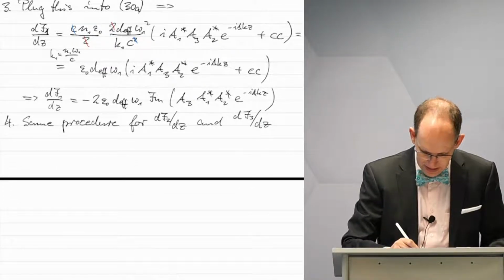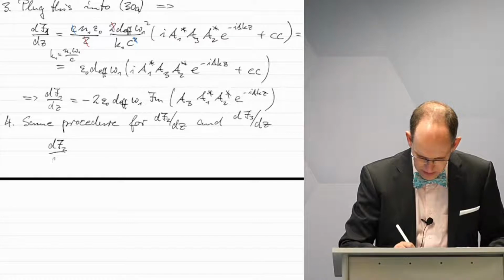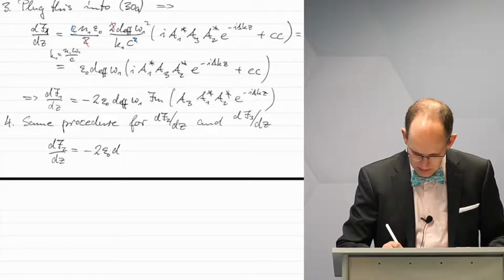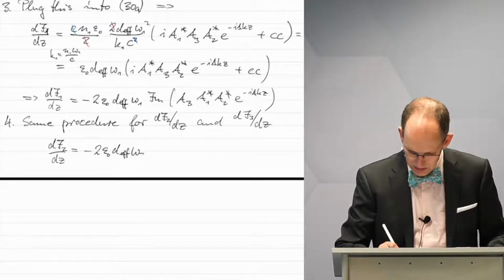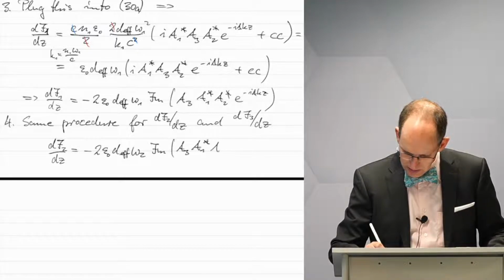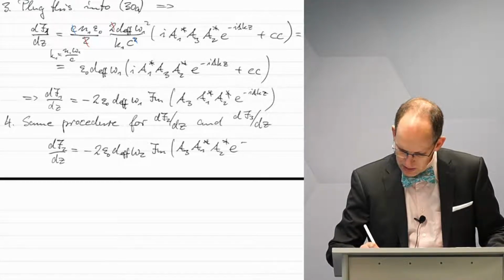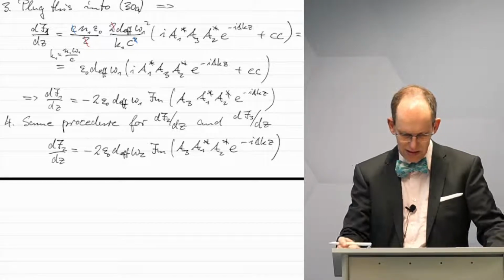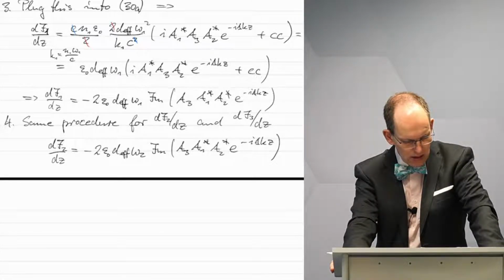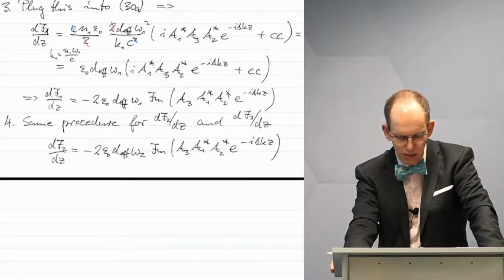Yeah? And what we get is dI2 over dz is equal to minus 2 times epsilon 0 times the effective nonlinearity times omega 2, as you would guess, times the imaginary part of A3 times A1 star times A2 star times e to the minus i delta k times z. Oh, that's interesting. Yeah, this is just the same as above. The only difference is that we have here omega 2 instead of omega 1.